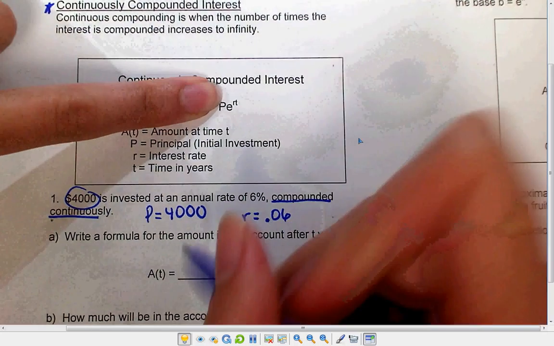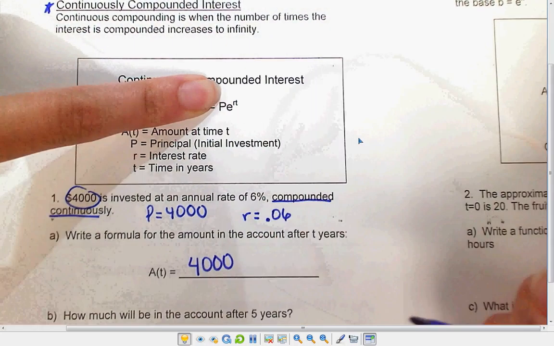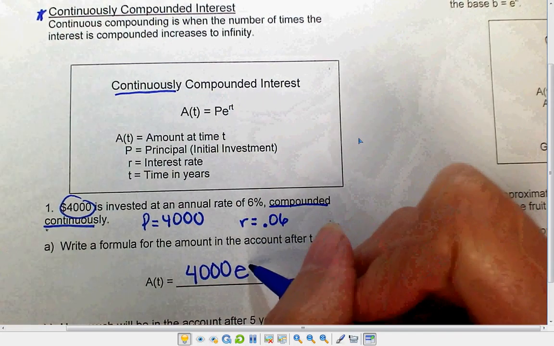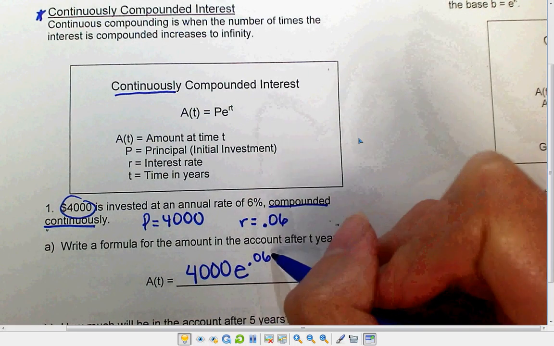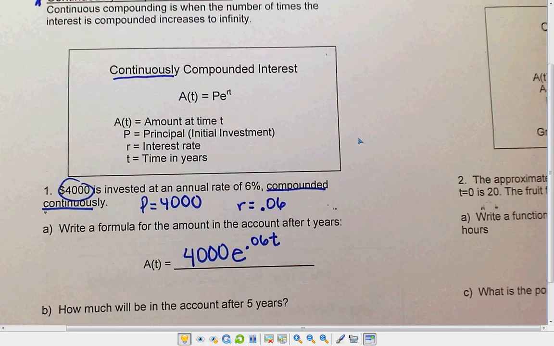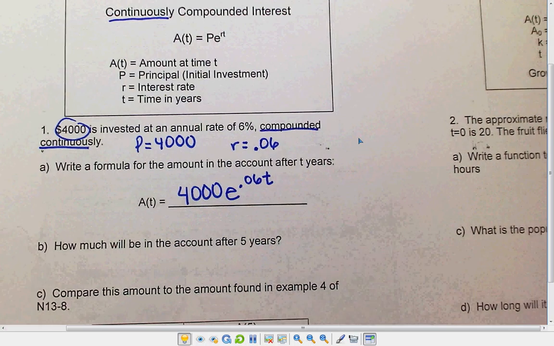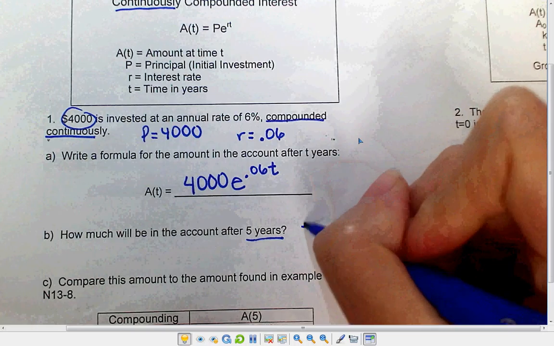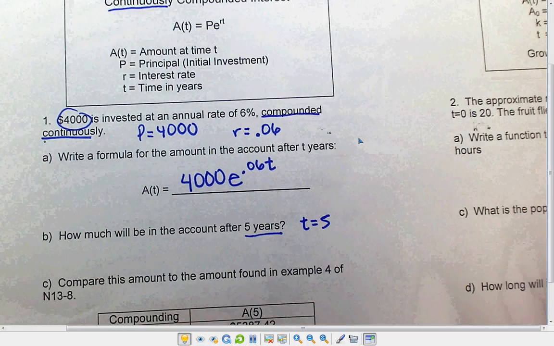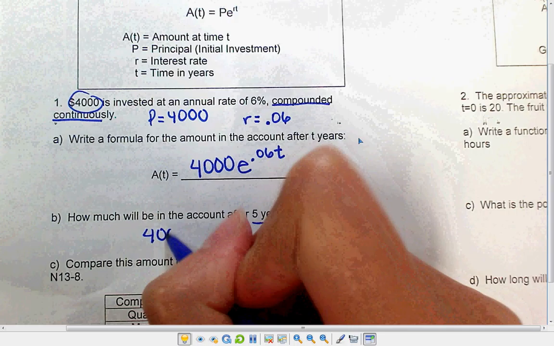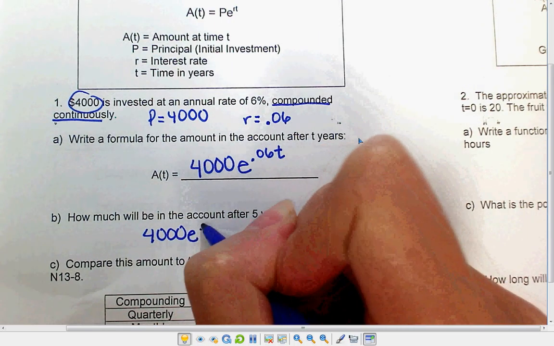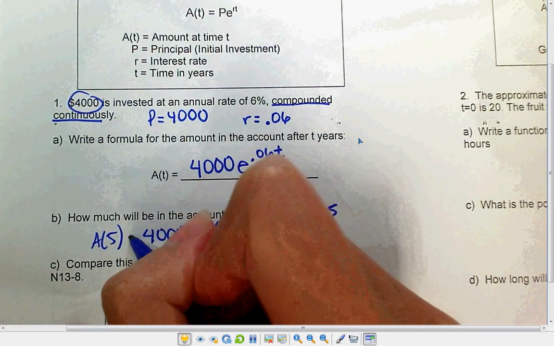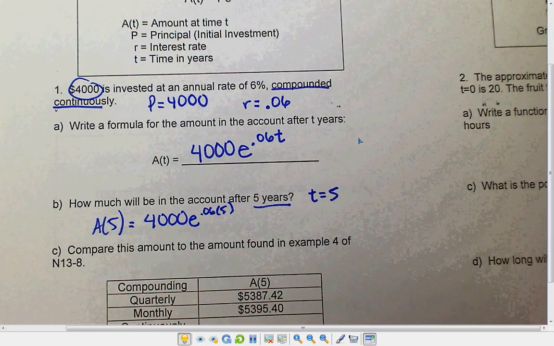Now we're just plugging it into our equation. Since my P is 4,000, I have 4,000 e to the power of my rate, which is 0.06, and then I have t. So this is my equation. Part B is asking how much will be in the account after 5 years. So 5 represents my time. All I have to do is plug into my equation, 4,000 e to the 0.06 times 5. Really I'm just plugging 5 into my equation, and I can put this into my calculator and get my answer.